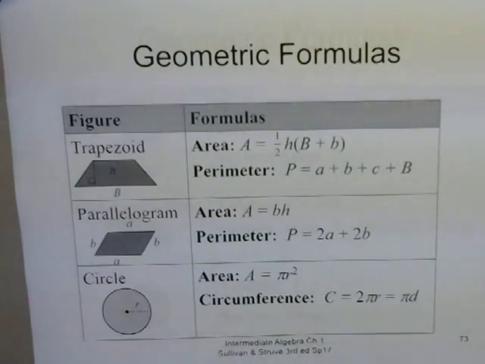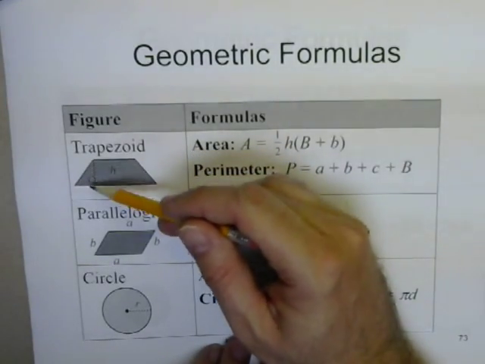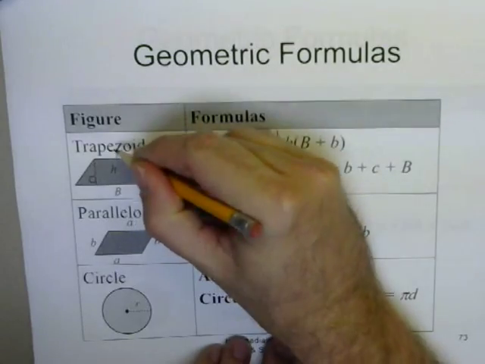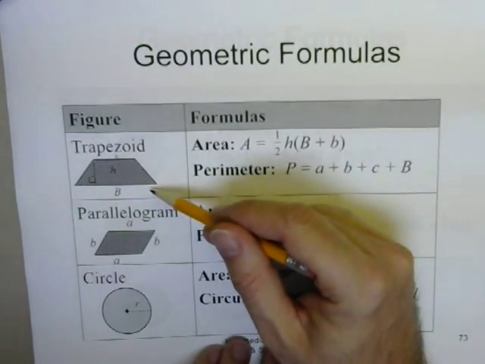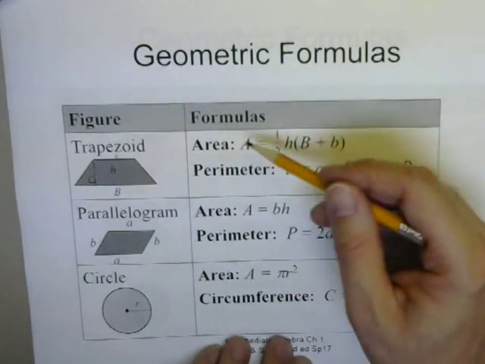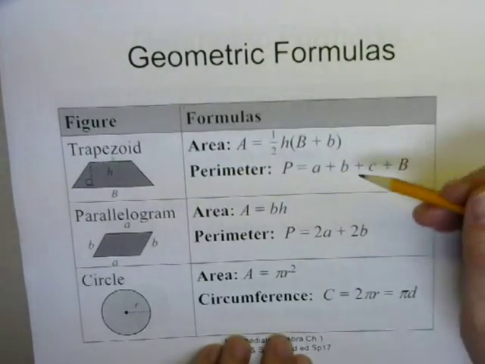Remember, we have other geometric figures such as a trapezoid. Remember, the area of a trapezoid is 1/2 the sum of the two bases. This is base little b up here, but you have the big base, which is denoted by capital B, and the little base, which is denoted by lowercase b. You take 1/2 that sum times the height, and then that gives you the area.